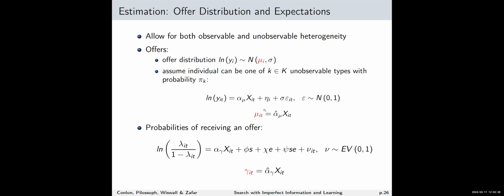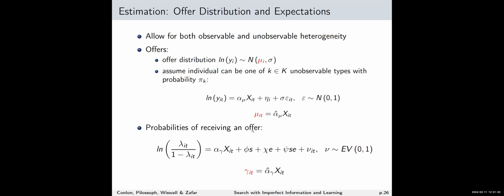Let me try to be clear about how we estimate the expectations off of these equations. If the assumption is that actual or expected offers are going to look like this, which we can estimate directly from the data, just run a regression of offers people get on observables, then we can get this alpha hat mu, and we can predict what people's true offers are. If I have in the data people's expected offers, then I can just take the expected log offer, subtract it from my predicted offer, and that gives me the individual's error.